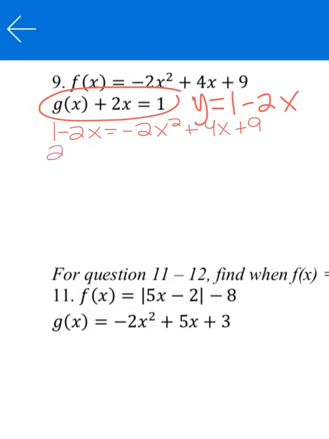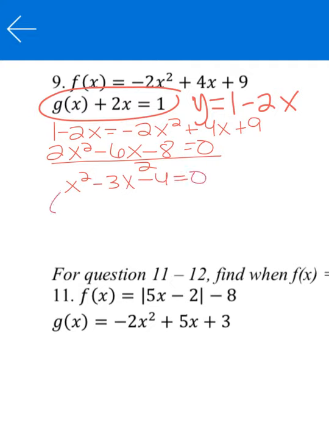So this would be 2x squared minus 6x minus 8 equals 0. Everything is divisible by 2. So you can change this equation to be this. You don't have to do this. You get x minus 4 times x plus 1 after master product, which gives me x is equal to 4 and x is equal to negative 1.